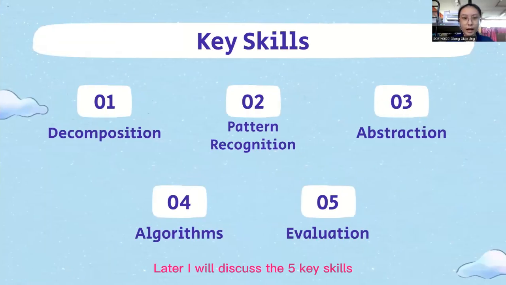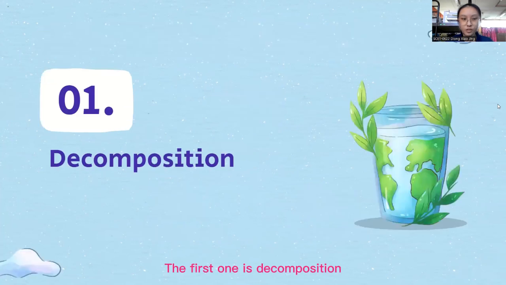So later, I will discuss the 5 key skills in computational thinking. The first one, decomposition. Second one, pattern recognition, abstraction, algorithms, and evaluation. The first one is decomposition.